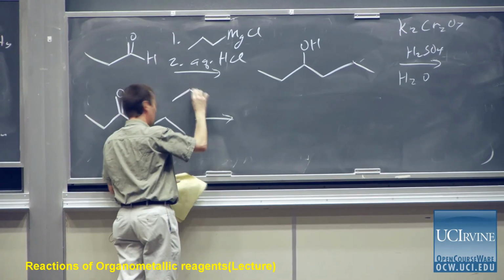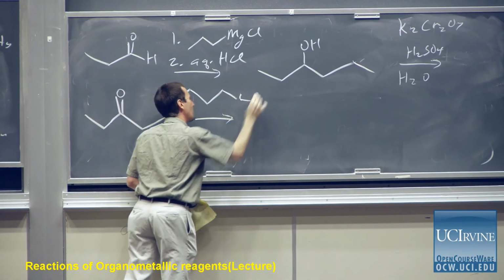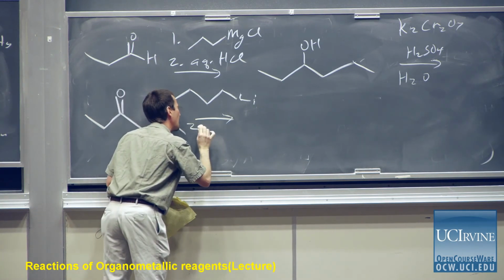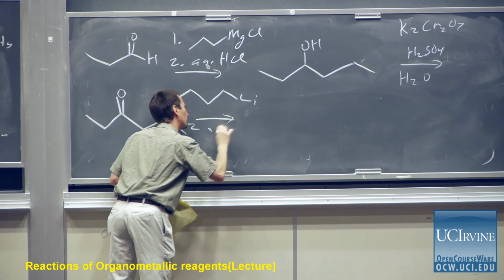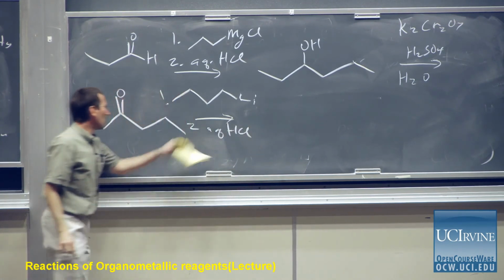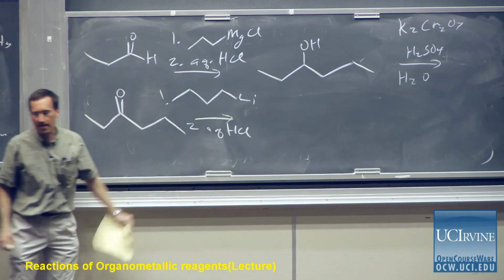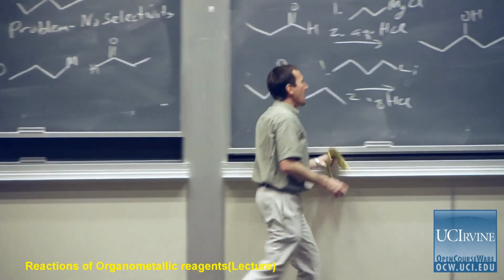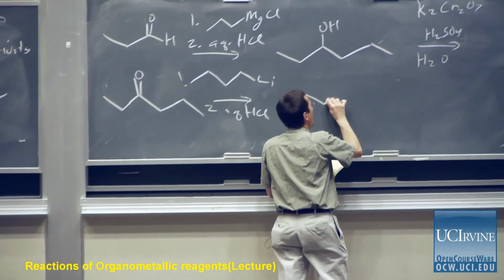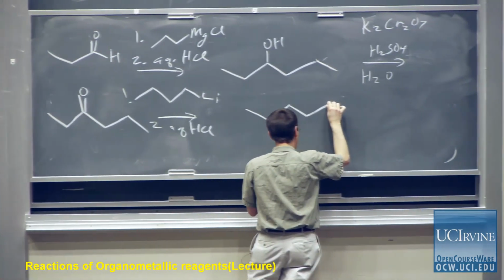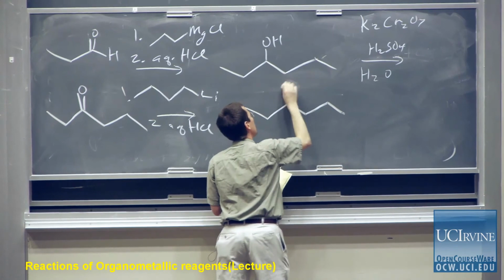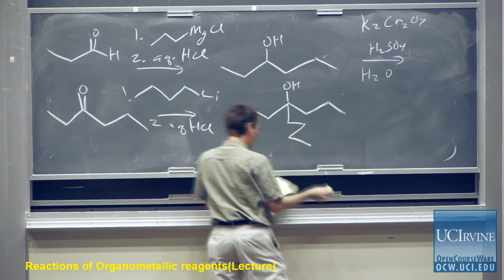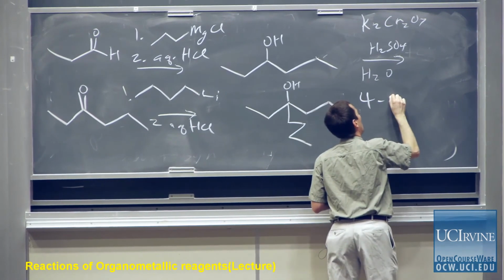Finally, to complete our synthesis, I'm going to take butyl lithium, and I'll do an aqueous workup. And again, I'll use HCl. I've written it below the arrow here, and above the arrow there. It doesn't really matter. A chemist is going to read it the same way. And lo and behold, I have proposed a rational and selective synthesis of our target molecule, 4-ethyl-4-octanol.